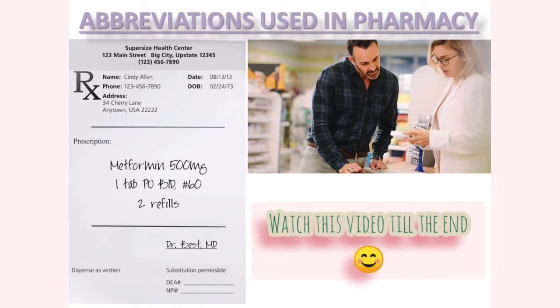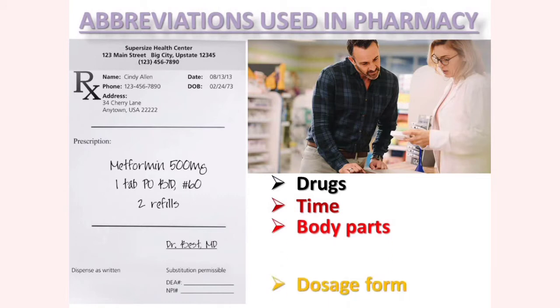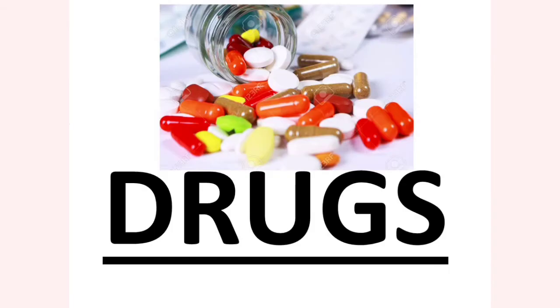For your ease, I have classified abbreviations according to their field, which includes abbreviations used to represent drugs, abbreviations used to represent time, abbreviations used to represent body parts, dosage form, measurement units, and the miscellaneous. So let's start our video from the abbreviations used for drugs.